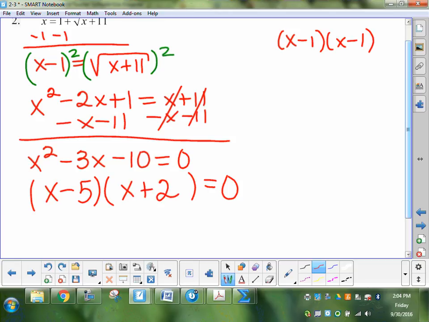Now, this is something that apparently over at Spry they let you all get away with. You do not go to the answers now. You need to show a middle step. What are you going to write when you do the T? x minus 5 equals 0, and then x plus 2 equals 0.